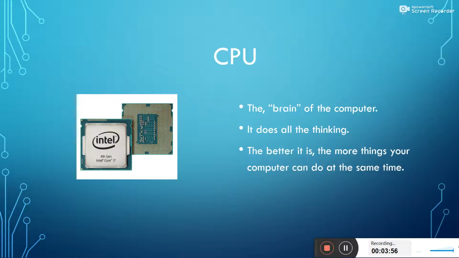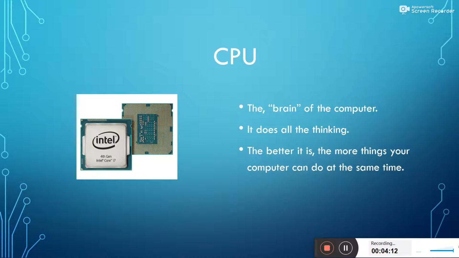The CPU, that's the brain of the computer. It does all of the thinking. And if you have a good CPU, it means you can do a whole bunch of things on your computer at the same time, and your computer would be fine. But if you don't have a very good CPU, then it would be very slow.